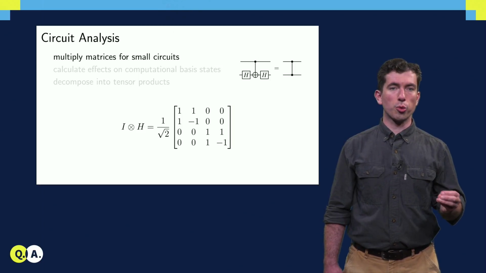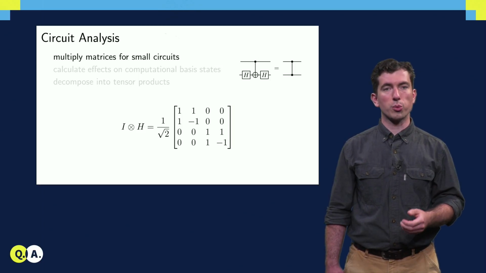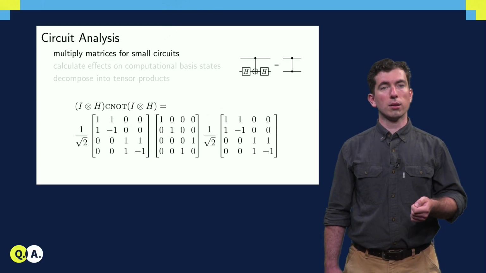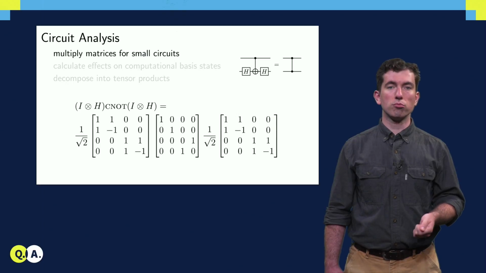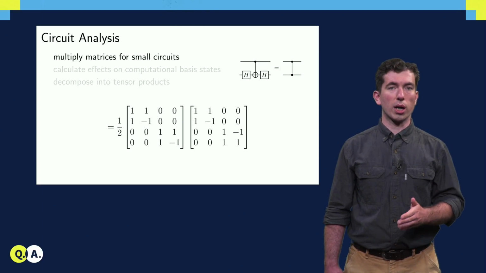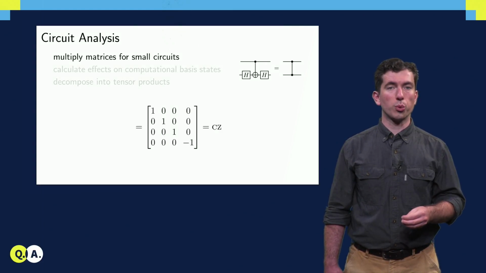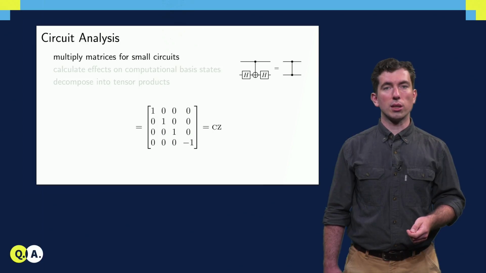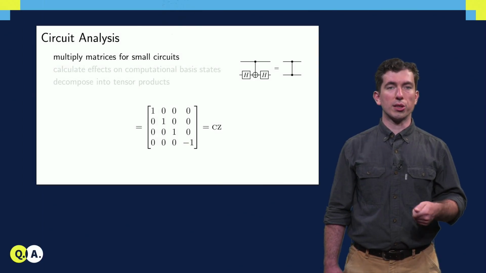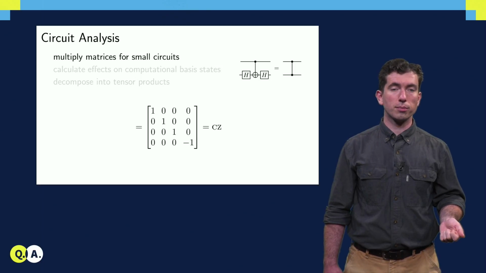We're going to take tensor products of one-qubit operations with identities on the empty wires, as seen here. Then, we can write out the entire circuit in matrix form. Multiplying these matrices one at a time gradually reduces the size of the problem. And once we've multiplied them all, we can see that the matrix describing the entire circuit is equal to the matrix describing the CZ that we saw earlier.